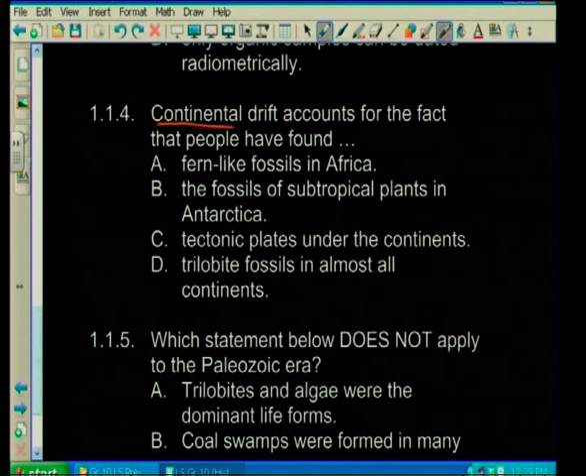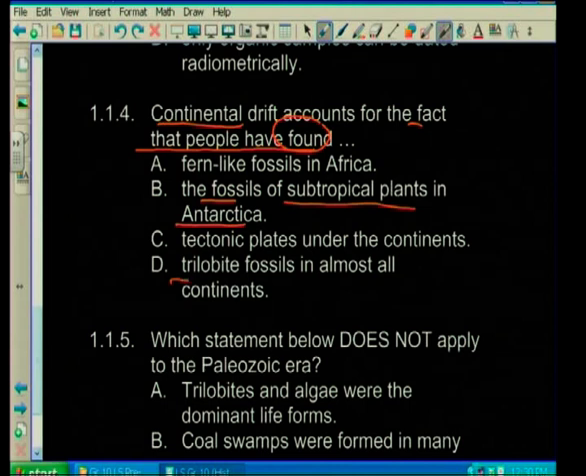Continental drift. Right, accounts of the fact that people have found fern-like fossils that have nothing to do with continental drift. The fossils of the subtropical plants in Antarctica. Accounts of the fact that people have found the fossils of subtropical plants in Antarctica. That could be a possibility, but let's look at the others as well. Tectonic plates under the continents. If there are plates under the continents, it doesn't tell you that there's continental drift.